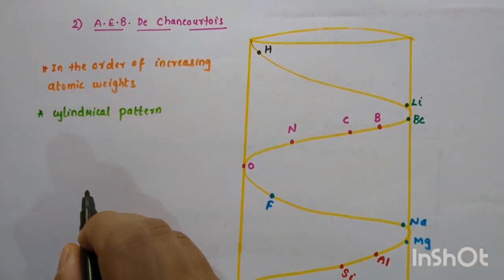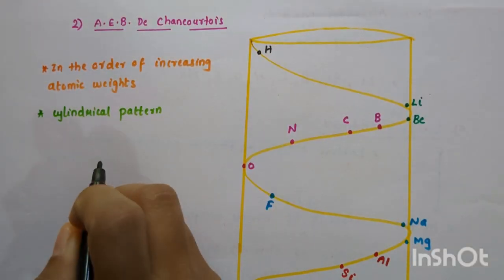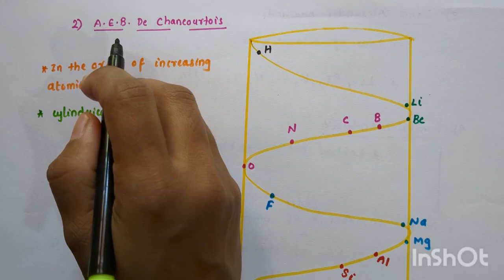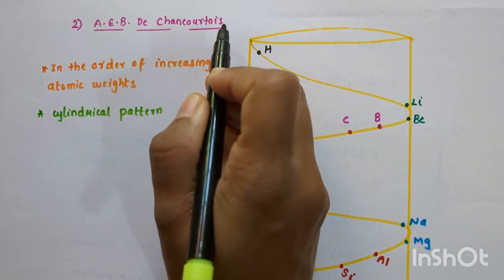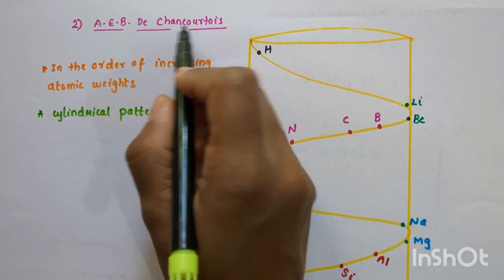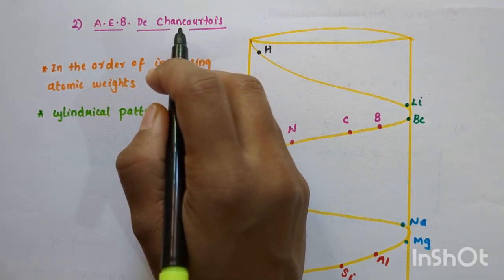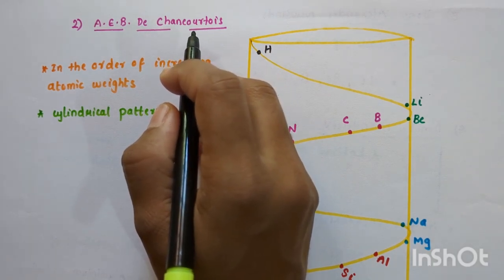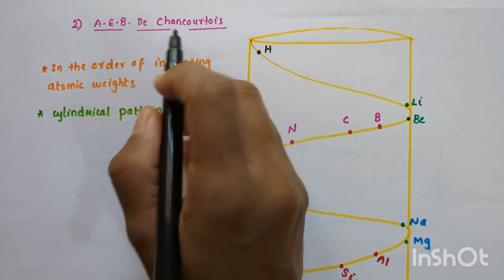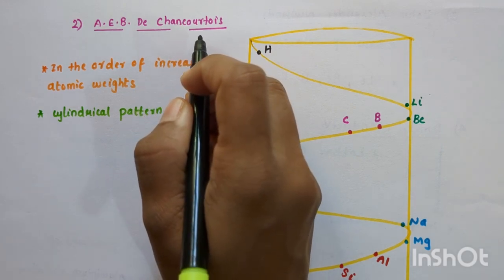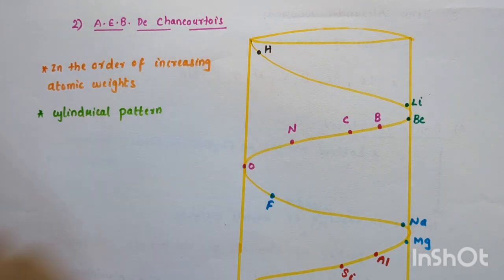The next attempt to classify elements was made by a French geologist, A.E.B. de Chancourtois. I think that is the pronunciation. It is written like this. Please excuse me for the pronunciation of the name of this geologist. He attempted to classify the elements in 1862.